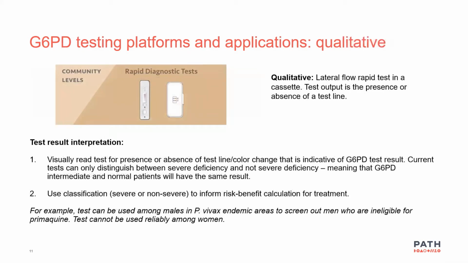The lateral flow rapid tests, the test output is the presence or absence of a line, which is much easier to interpret. But I think we're aware of the limitations of these types of tests, particularly for women, as the test cannot be used reliably among women. The tests are more able to distinguish between severe and non-severe deficiency, and they also have some operational challenges around temperature and other types of field conditions. Next slide.